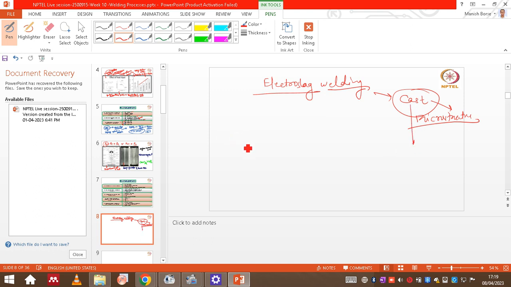Okay. So just a quick recap, let's say in this electroslag process, we'll have some backing plate or shoe which can change its position, which is maybe copper, water cooled copper.